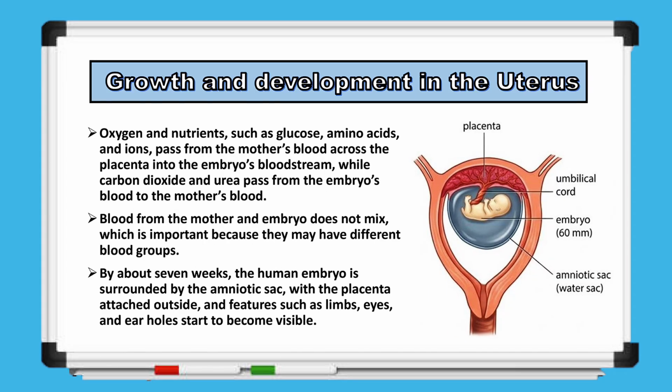Oxygen and nutrients such as glucose, amino acids, and ions move from the mother's blood across the placenta into the embryo's bloodstream, while waste products such as carbon dioxide and urea move from the embryo's blood into the mother's blood. The blood of the mother and the embryo does not mix, which is important because they may have different blood groups. By about 7 weeks, the embryo is surrounded by the amniotic sac, and features such as limbs, eyes, and ear openings begin to appear.